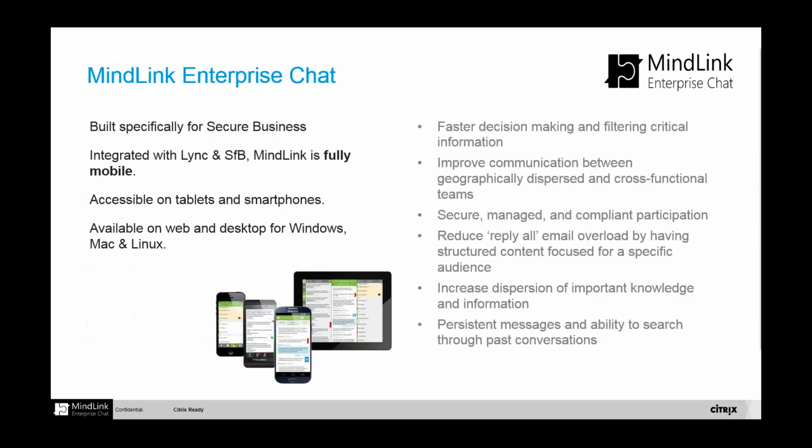Okay, thank you. So yeah, last slide. Really, that in a way is very much what we're about, and we're very pleased and proud to be part of the Citrix Ready network, and we already have a large number of customers who are actively adopting the MindLink Mobile platform.